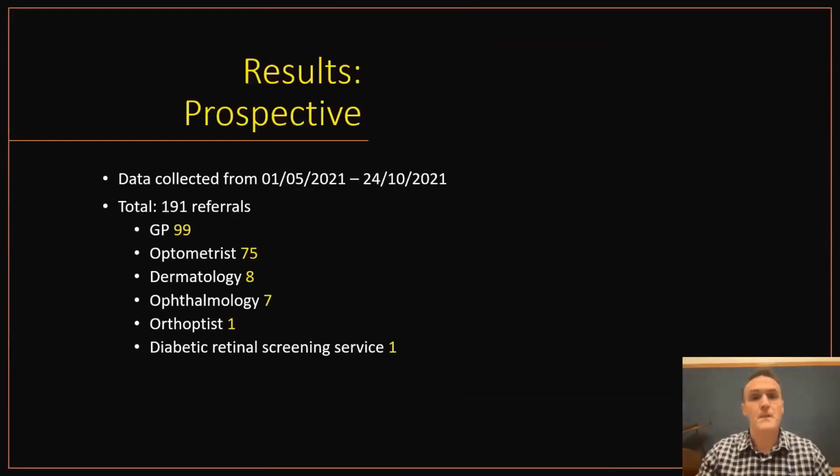So, how did we get on? Thus far, we've collected data for around about 6 months, and we've had 191 referrals. Interestingly, 99 of those have come from general practitioners, 75 from the optometrist, 8 from allied health professionals like dermatology, 7 from colleagues into referrals in ophthalmology, 1 from orthoptists, and 1 from the diabetic retinal screening program.